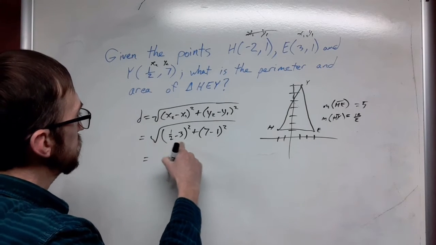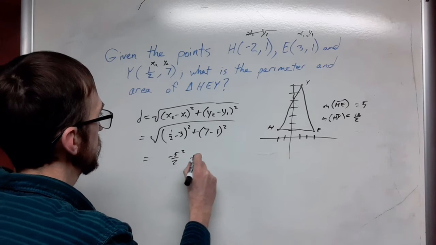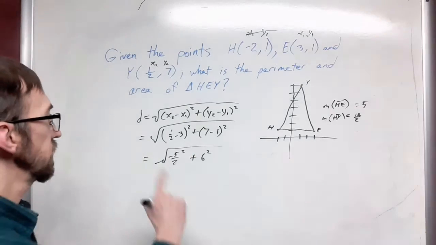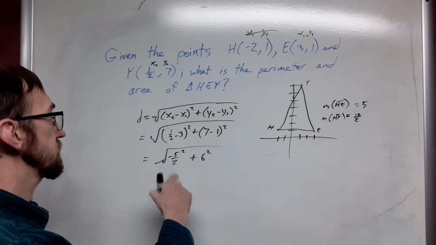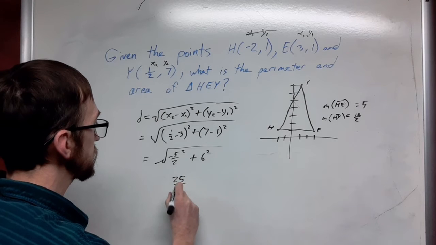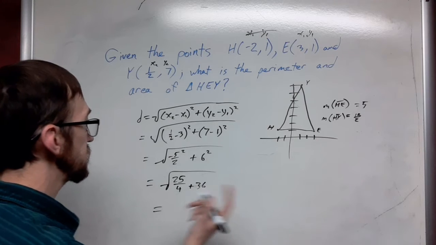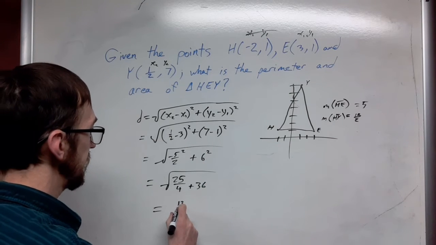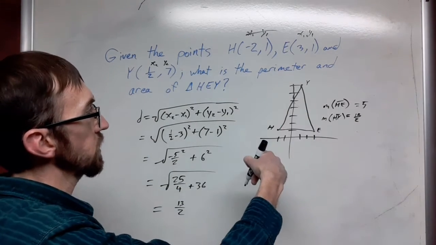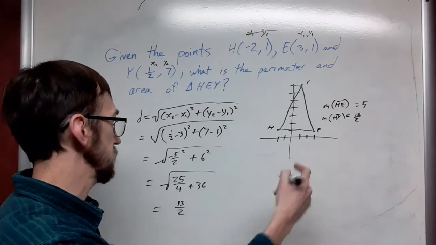All right, so we have a half minus 3, so we're going to have negative 5 halves squared plus 6 squared. This is all taking the square root. So again, we're going to have the same values here. Once we square this, this becomes positive. So we have 25 fourths again plus 36. And so this is going to be equal to 13 halves again once we add these together and take the square root. So the two sides of the triangle are the same. So that also tells us that we have an isosceles triangle here.